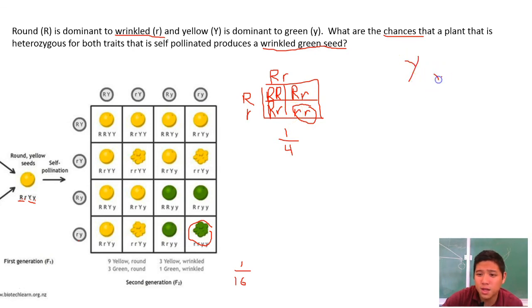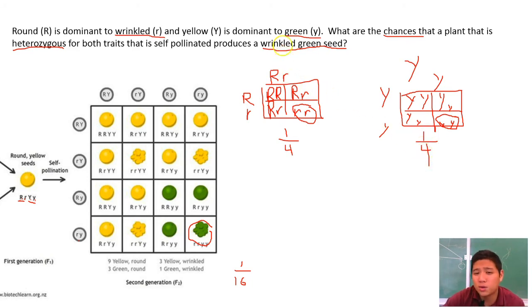Now we're going to do the Punnett square for the color. And again, the trait is heterozygous, so it's big Y, little y, big Y, little y, because we're self-pollinating. And so let's do this. We have big Y, big Y, homozygous dominant. We have the heterozygous, and homozygous recessive here. Okay, so what are the chances we get a green seed? Well, the only way we get a green seed is if we get the homozygous recessive. So here is the green seed, and that's going to be 1/4.